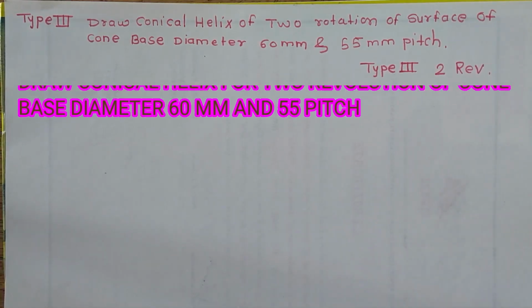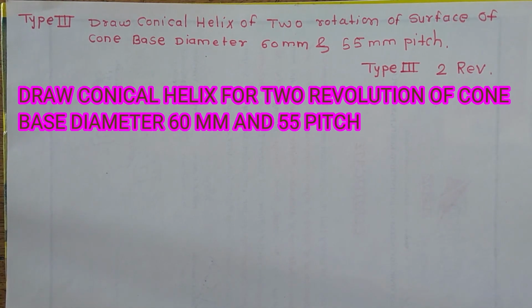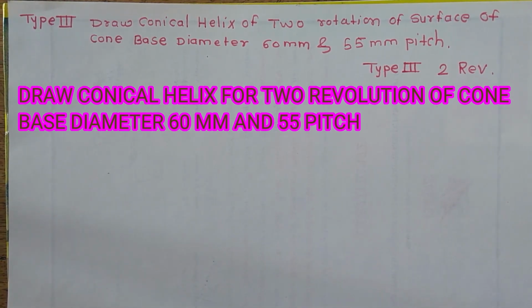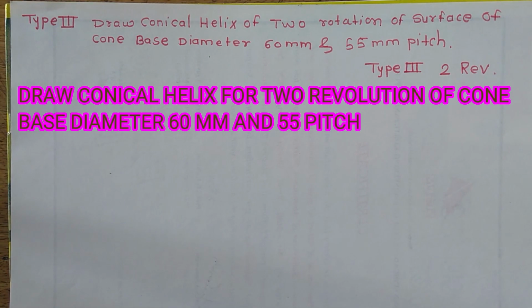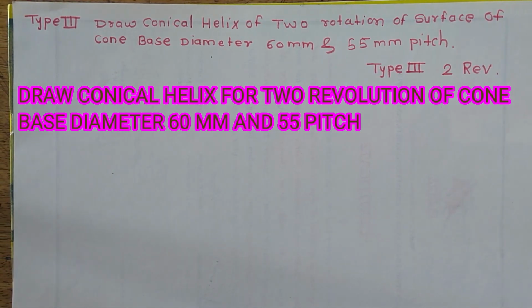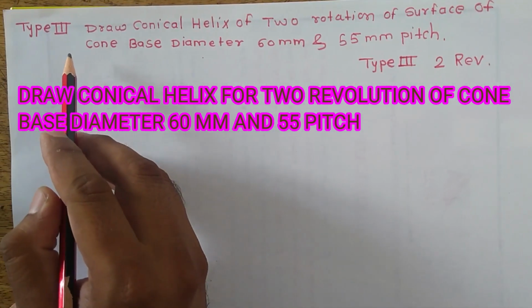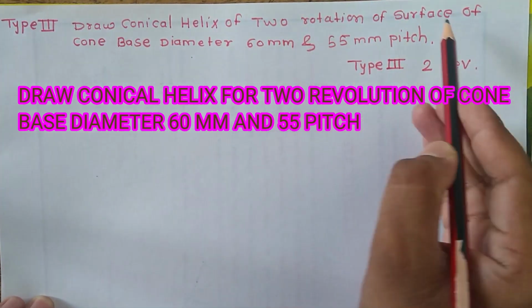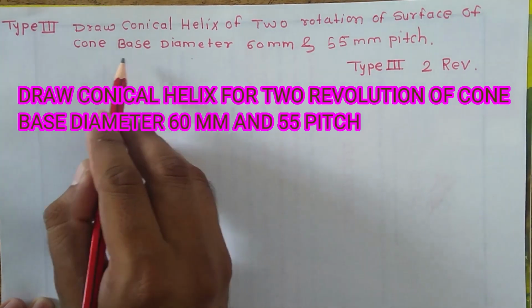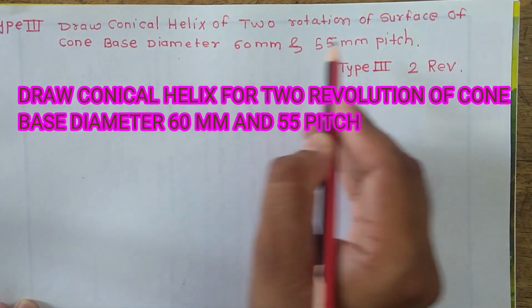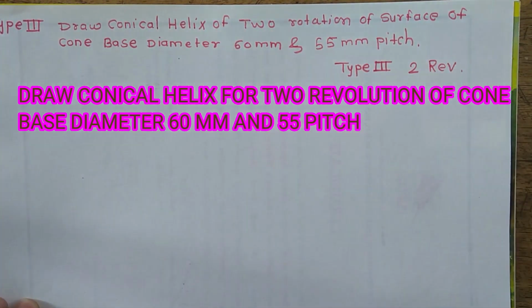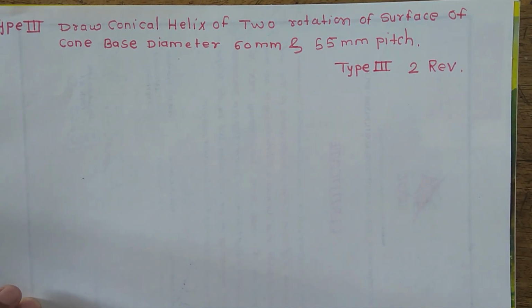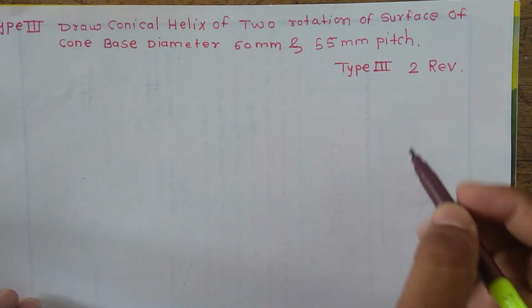Hello friends, today we will see a conical helix for two rotation. So for that purpose we have to see the problem statement. In that problem statement they have given: draw a conical helix of two rotation on the surface of a cone, base diameter is 60 mm and pitch of 55 mm. Okay, so as per that problem statement we have to write the given data.